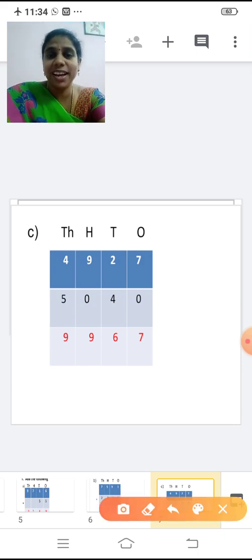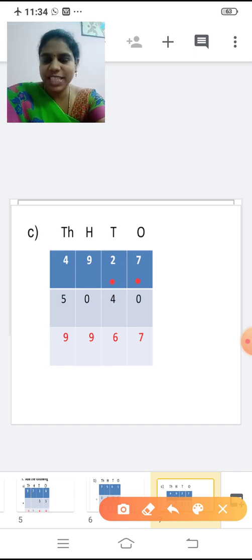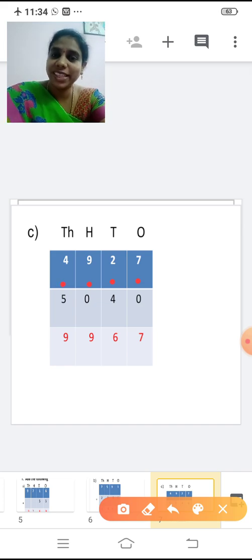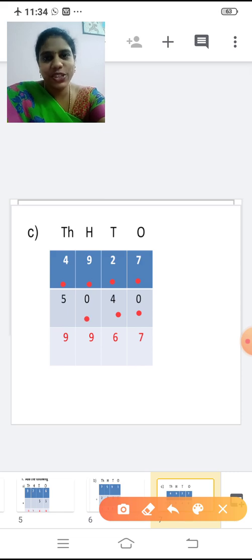Now first write the number in the correct place. First I am taking the number 4,927. Write 7 in the ones place, 2 in the tens place, 9 in the hundreds place, 4 in the thousands place. Now take the second number, 5,040. 0 in the ones place, 4 in the tens place, 0 in the hundreds place and 5 in the thousands place.